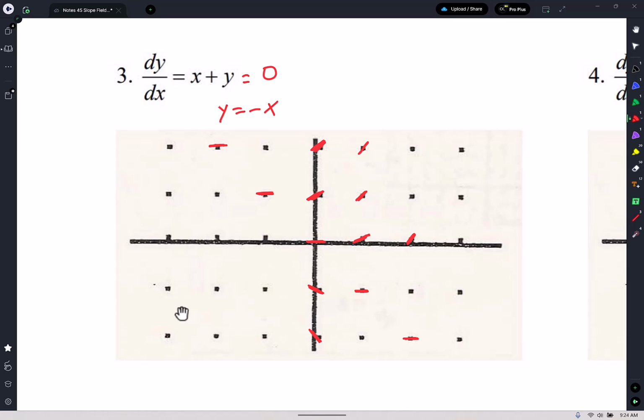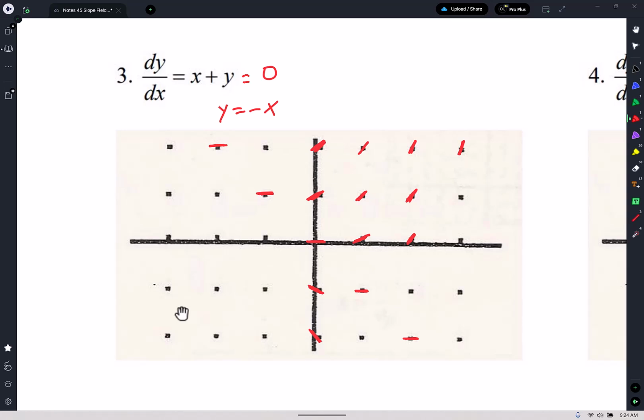Hopefully you can start seeing the pattern. If not, no big deal. Just go one point at a time, guys. Go one lattice point at a time. So let's see, where am I at? I'm at 2, 1, so that's the slope of 3. And then 2, 2, that's the slope of 4. So you can already see that these slopes are just getting steeper and steeper.